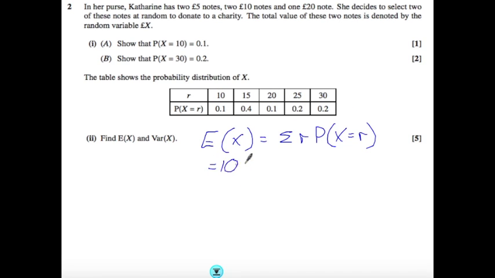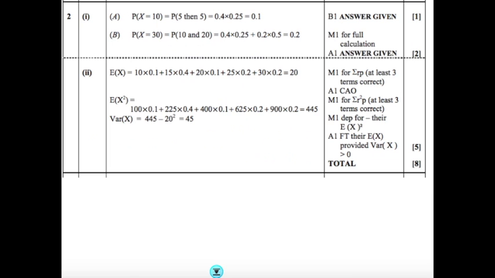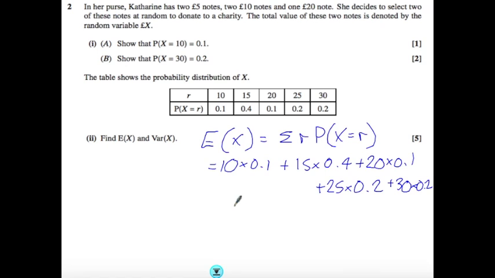So we'll be doing 10 times 0.1 plus 15 times 0.4 plus 20 times 0.1 plus 25 times 0.2 plus 30 times 0.2. And again, I'm going to cheat because I don't have a calculator. So you should get 20 for that. So we expect her to pull out £20 from her purse.